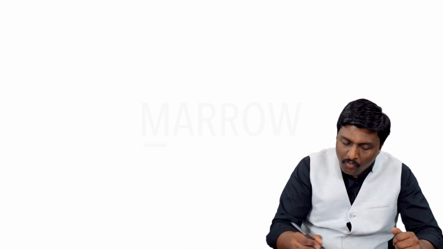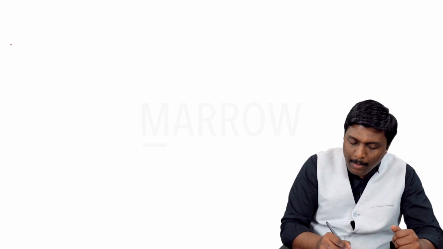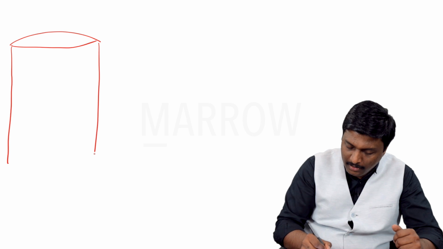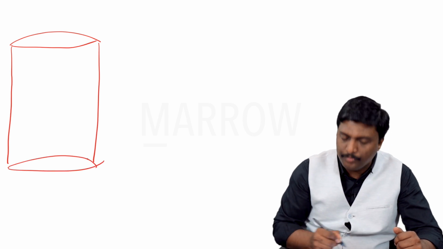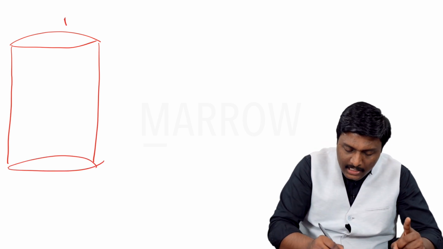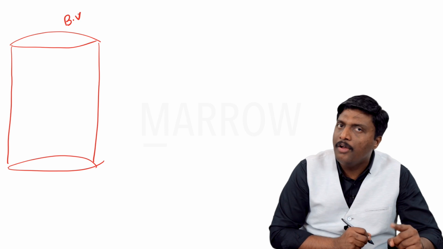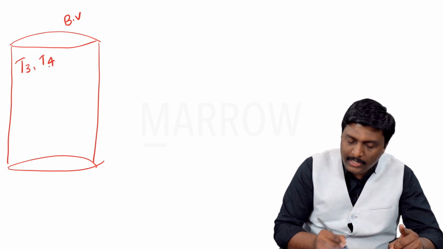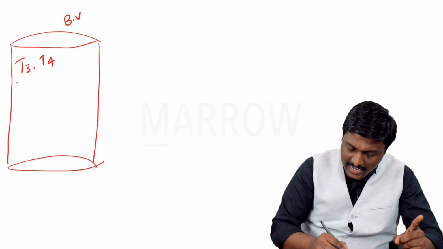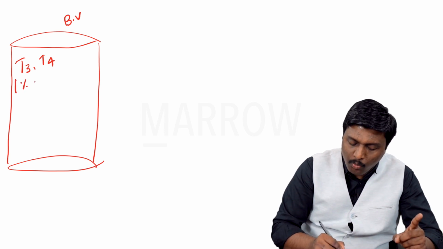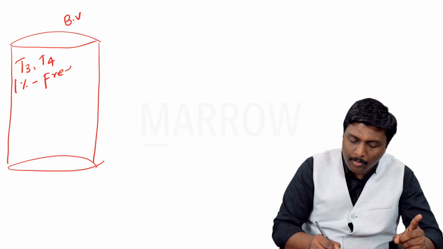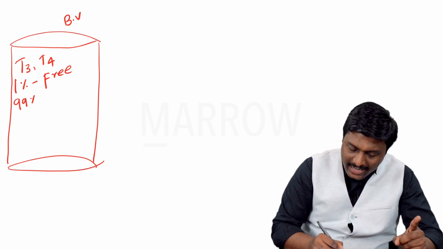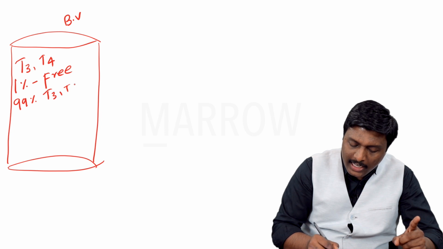Please look here. For our understanding, I am going to magnify the same blood vessel which we saw before. What we did? We released thyroid hormone into this blood vessel. After release, kindly make a note, only 1% of these hormones remains free. What happened to the remaining 99% of T3 and T4, sir?